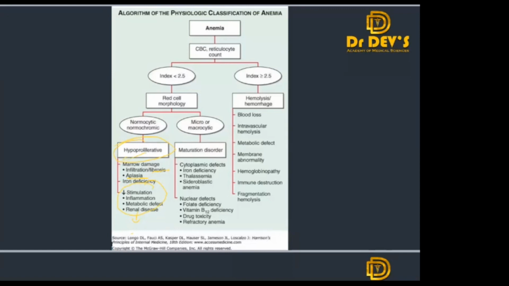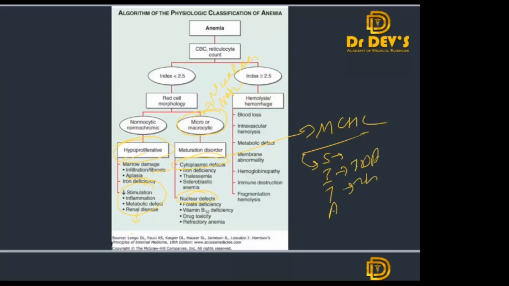On the other side, there will be microcytic or macrocytic anemia, which is due to a maturation defect. The maturation defect can be due to a nuclear defect or a cytoplasmic defect. Cytoplasmic defect gives microcytic hypochromic anemia, which is the most common type of anemia. The trick for this is Sita M: sideroblastic anemia, iron deficiency anemia, thalassemia, and anemia of chronic disease. So these are the causes of cytoplasmic anemia.